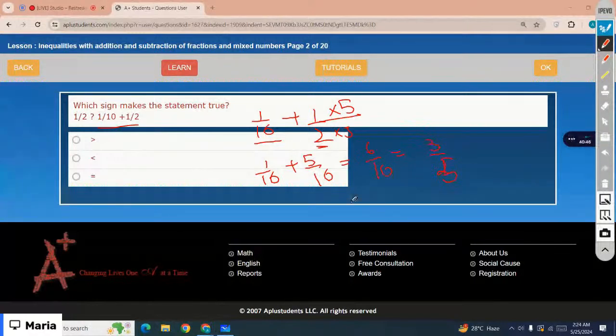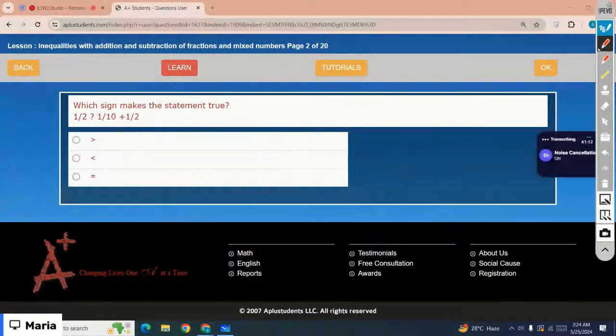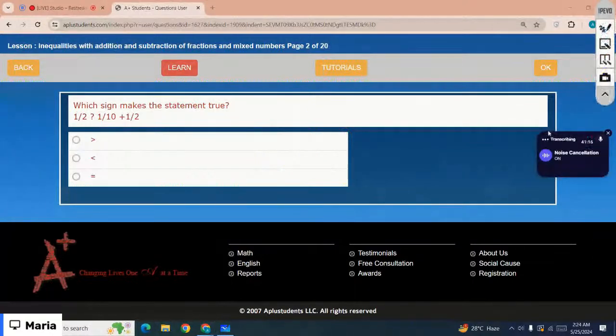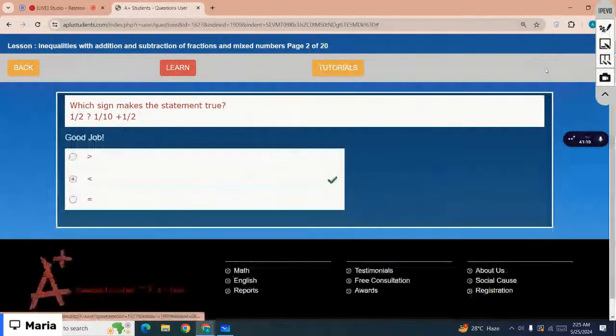So you have to compare 1 over 2 and 3 over 5. So which is greater? That would be 1 by 2 is less than 3 over 5, right? The correct option is less. 1 over 2 is less than 3 by 5.